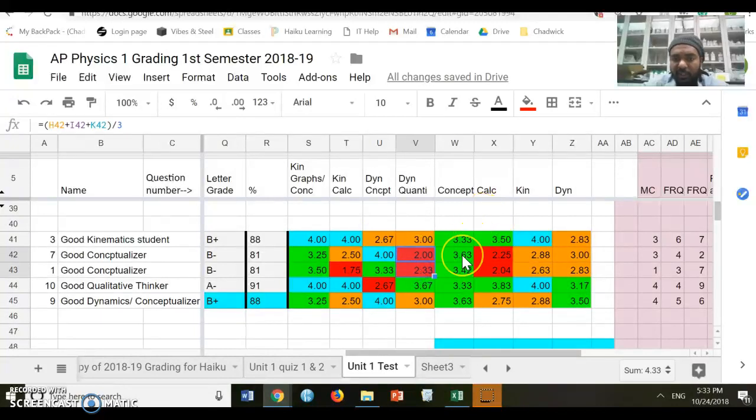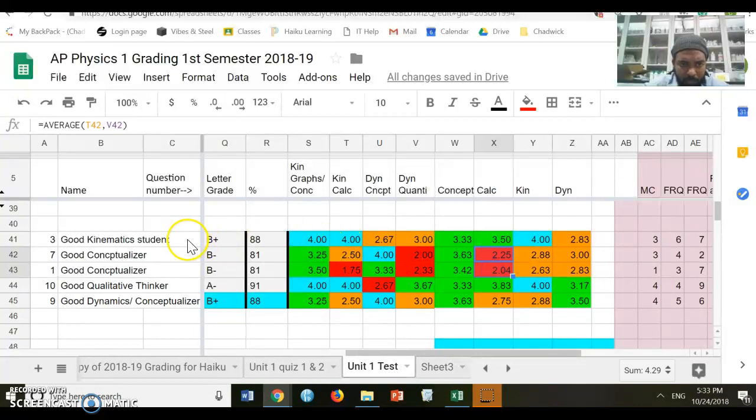So when I analyze it according to conceptual versus quantitative reasoning, I see that they both have a pretty good level of proficiency in conceptual, but they are at the developing or beginning level in calculations. Now, kinematics versus dynamics, there's not much difference. So this gives you useful information because it tells me that these students did pretty well in concepts in each unit, but their issue is the math.